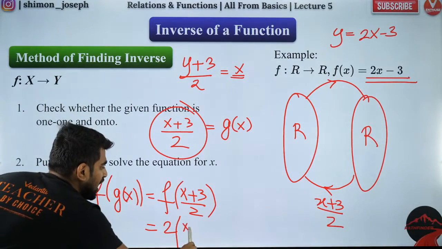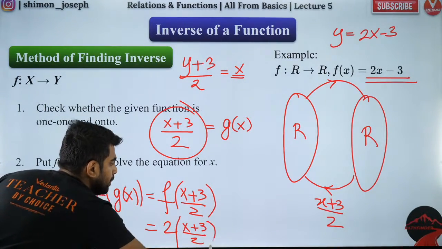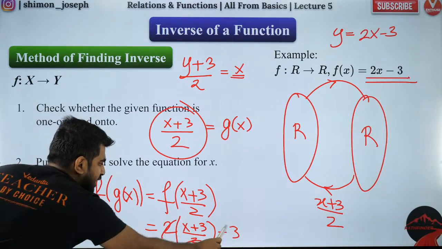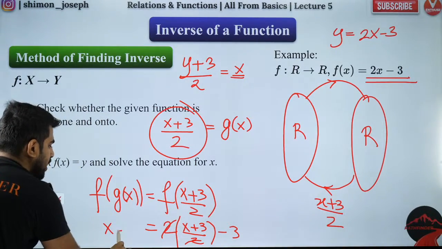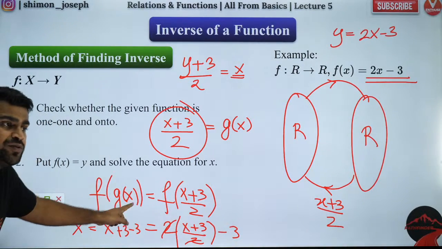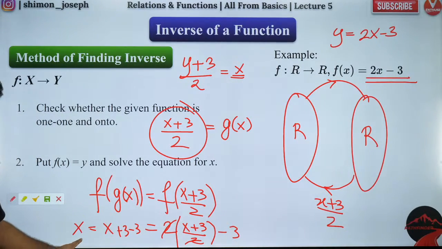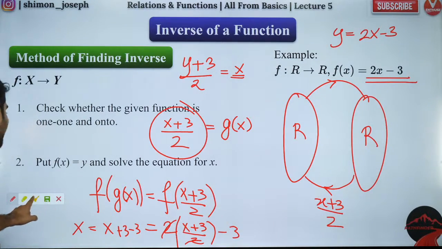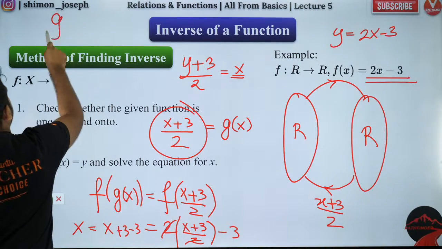So 2 into (x plus 3) by 2, minus 3. So what will I have? The 2 cancels. So you'll have x plus 3 minus 3. So x plus 3 minus 3 is what? It is equal to x. So did I get f of g of x equal to x? Beauty? Yes or no? Crazy, isn't it?